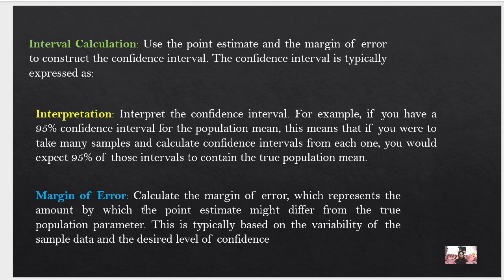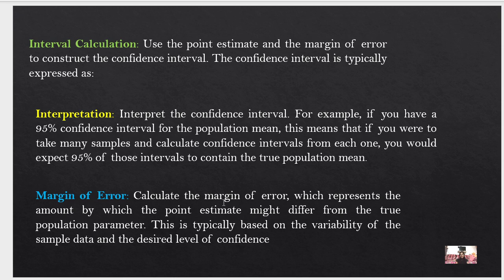Then margin of error interpretation. For example, your confidence interval is 95% for the population mean. It means that if you take many samples and calculate the confidence interval from each one, then about 95% of those intervals would contain the true population mean.